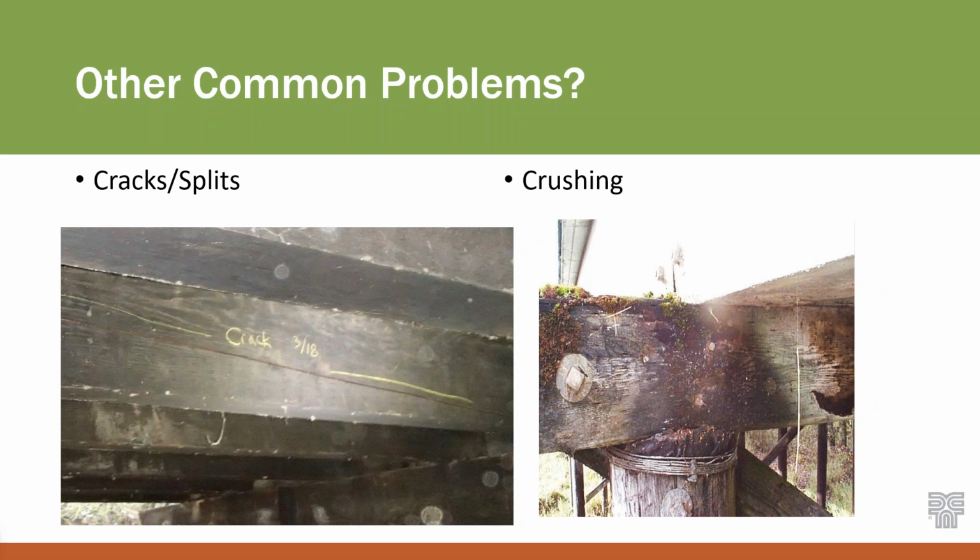That one you could actually see move a little bit underneath traffic. So it was a pretty bad situation. Splits are going more along the grain, but go all the way through the member. And then you could have crushing as well, start to come through as well. So here's kind of highlighting that crack if you can't see it super well. And then here's the crushing that you can see.